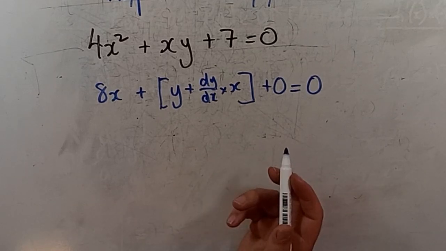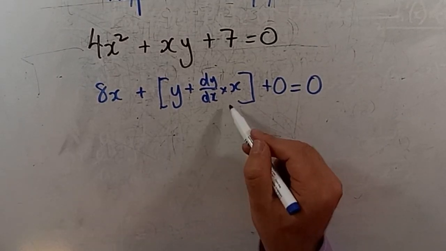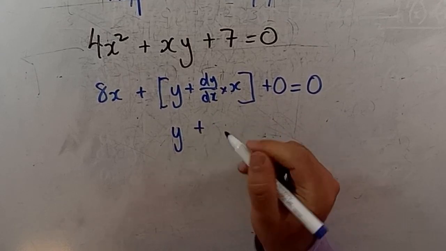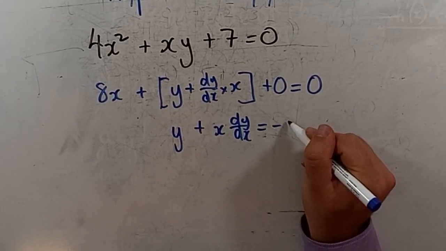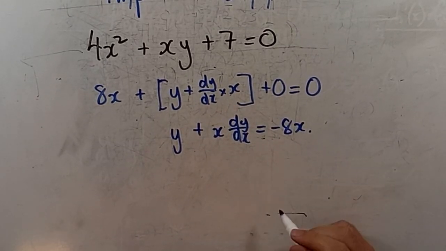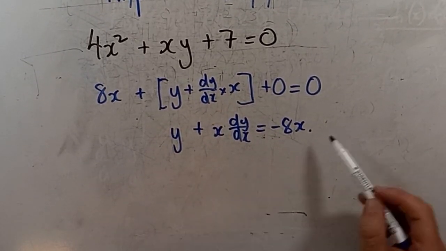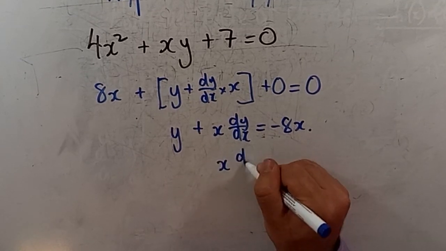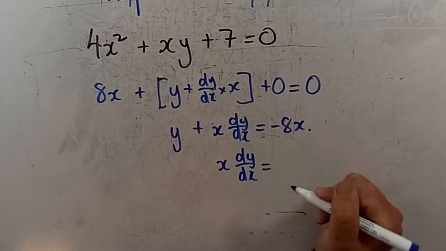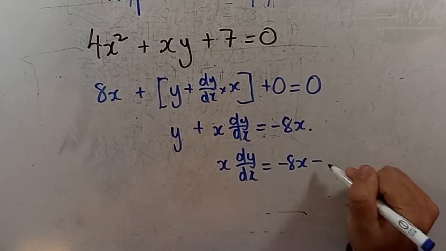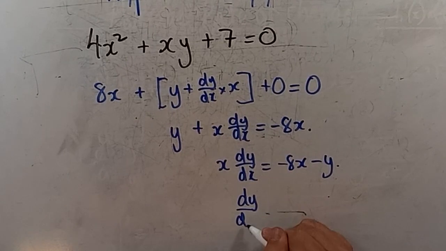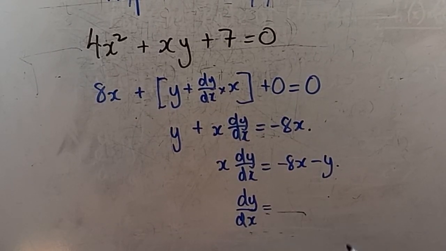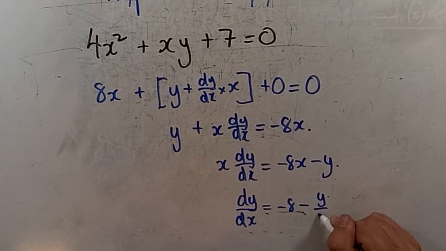And we can rearrange this now to get dy/dx on its own. So we go y plus x dy/dx, I just write that the other way, equals negative 8x. We can minus the y. x dy/dx equals negative 8x minus y. Divide the whole thing by x. dy/dx equals negative 8 minus y on x.